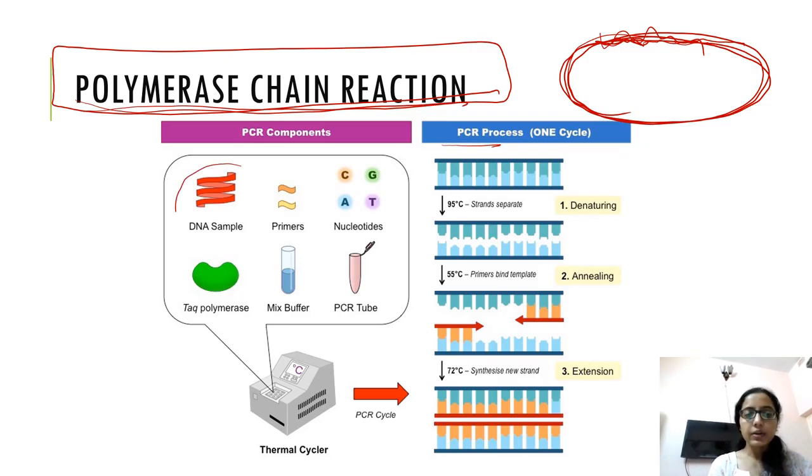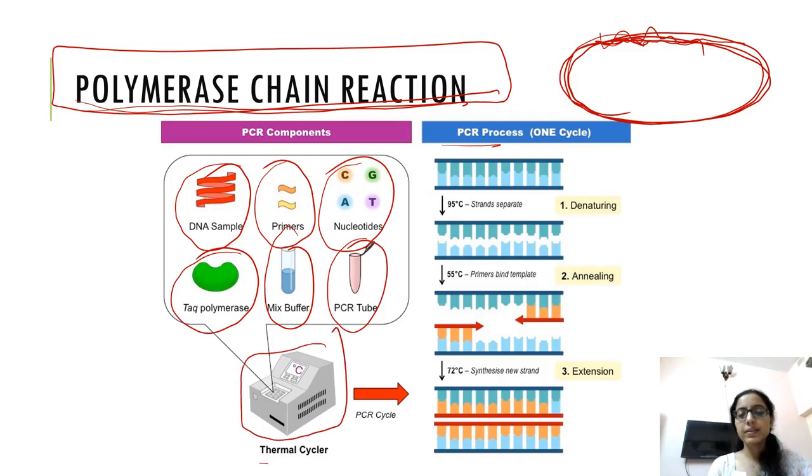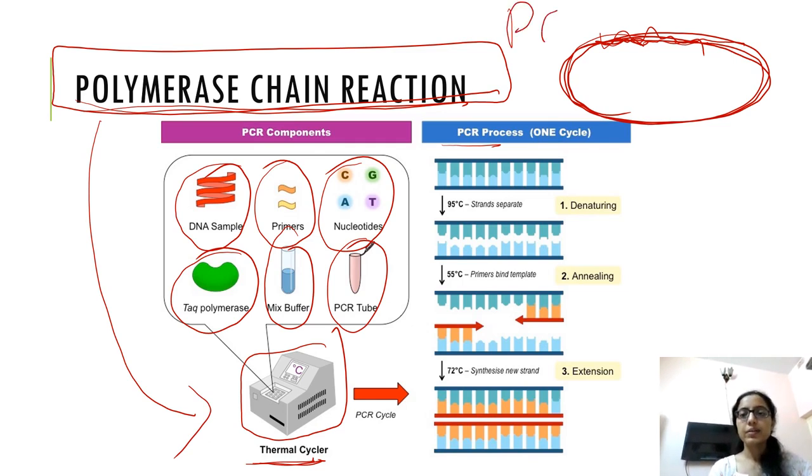What are the required tools? We need a DNA sample, some primers, nucleotides, Taq polymerase enzyme, mix buffer, and a PCR tube. These are all equipment. This is the thermal cycler in which the PCR process is done. Polymerase chain reaction is called PCR.